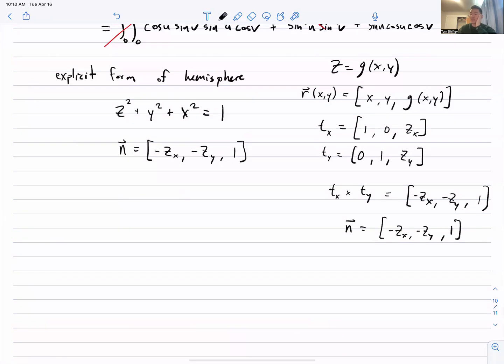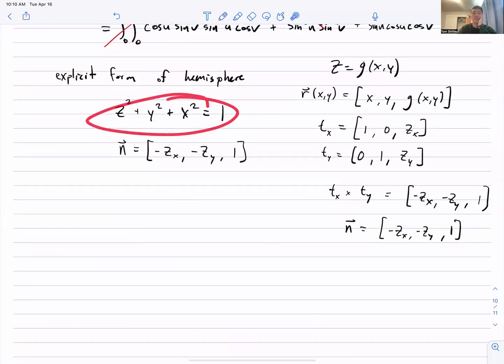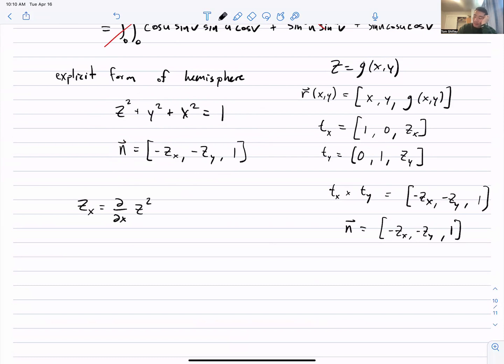Whenever you have an explicitly defined function, which technically this isn't, but we could easily do it by just solving for z, this is the normal vector. We need to find zx and zy, but we can use implicit differentiation here to find them. So z sub x is you just take the partial with respect to x of that function. So z squared plus y squared.